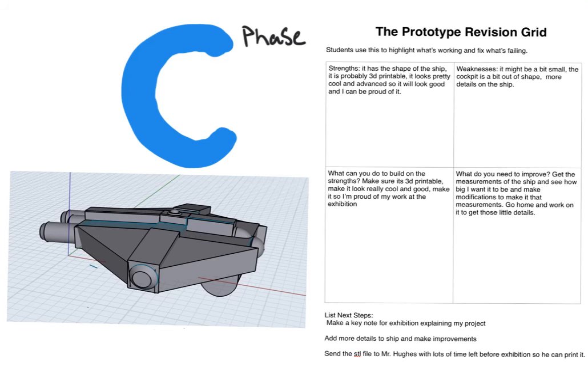The milestone for this phase was the prototype revision grid. In the prototype revision grid, we said the strengths of our prototype, the weaknesses, and what we could build on it so we can create a better final product for the winter exhibition. Then we made the next steps for what we have to do next to get ready for the winter exhibition. Right here, you can see my stuff.